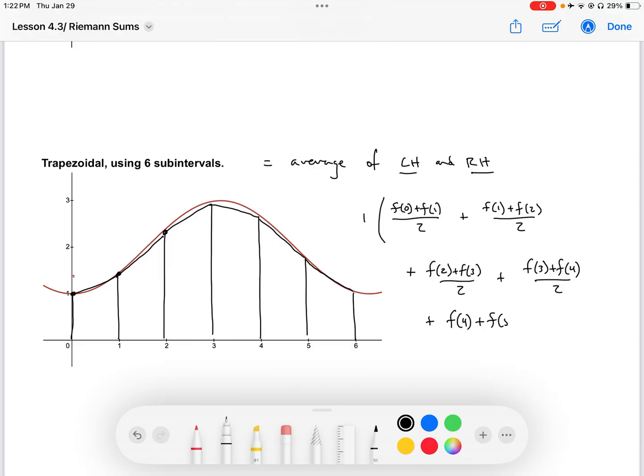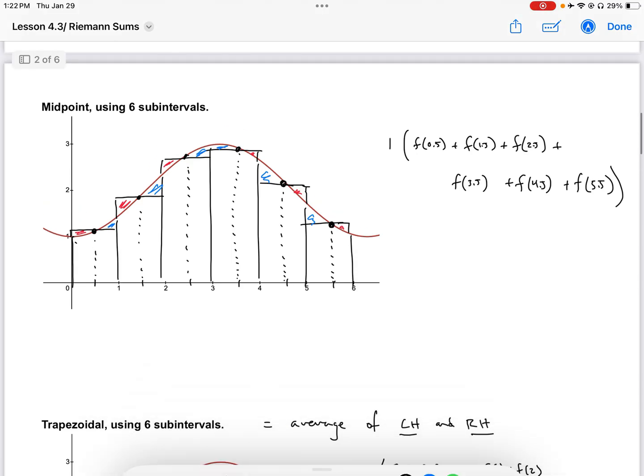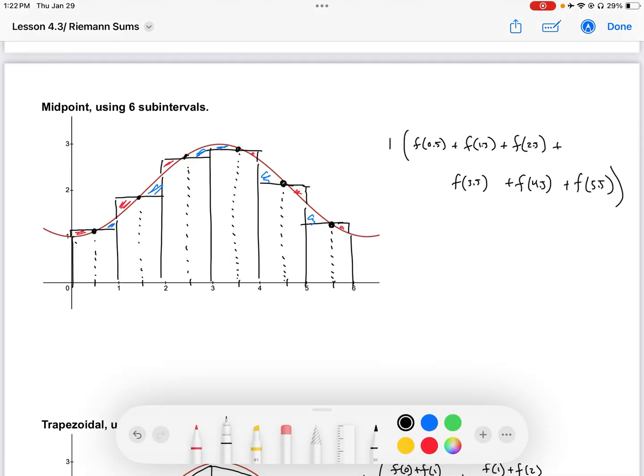Now, you might be thinking, wait, isn't that just the midpoint? Well, no, not necessarily. It could be in some specific cases, like maybe if the function's linear. But here, what we're doing is we are averaging the y values. And up here, we're averaging the x values and then plugging it into the function.